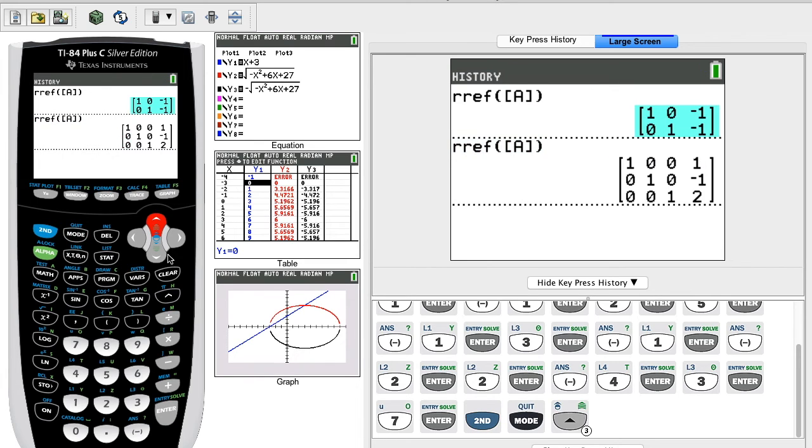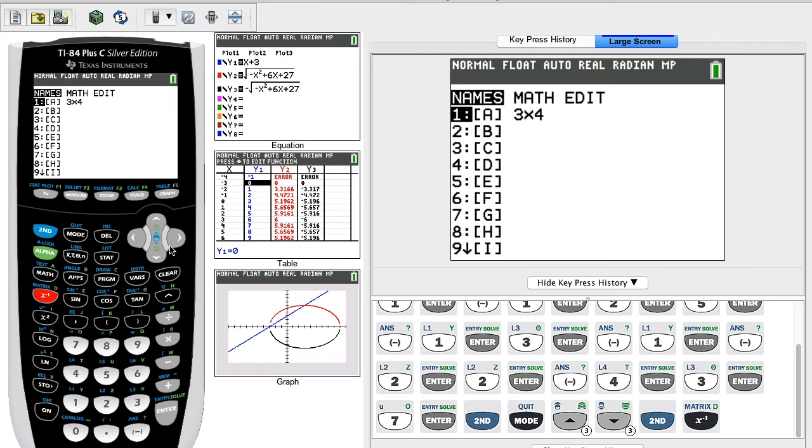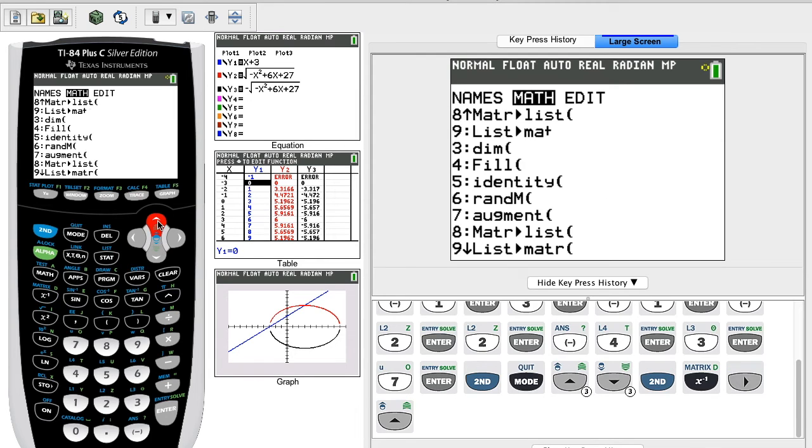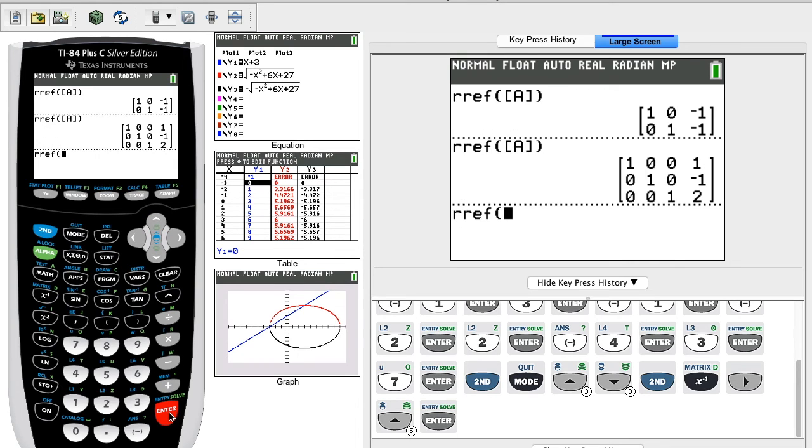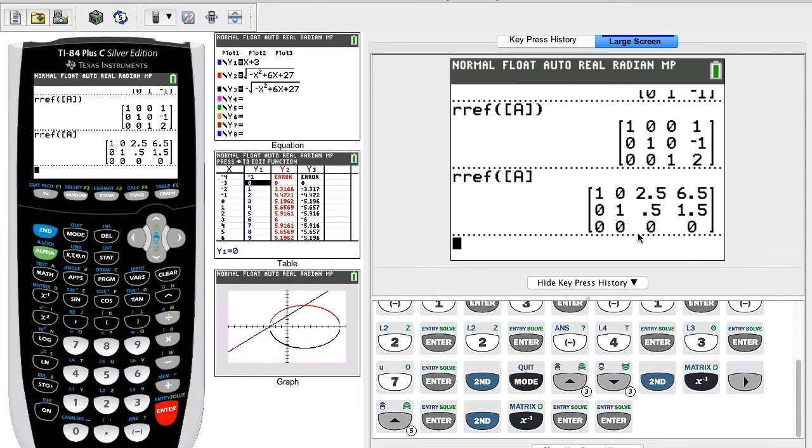Now again, I already have RREF typed in here, so I could hit enter and bring it back down. But if you don't have it in there, we can do second matrix, go over to math and either scroll up or down to RREF, hit enter, and then we need to get the matrix, so we'll do second matrix, enter, enter, and we get this here. Now if you notice something's a little bit different with this one here is that we don't have zeros in these spots here. And the last row is all zeros.